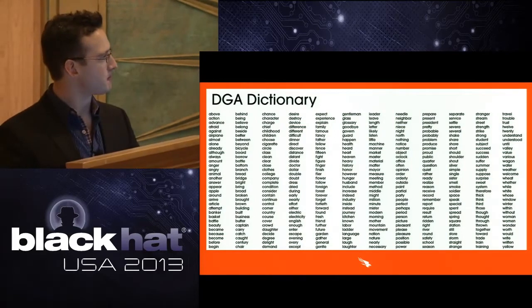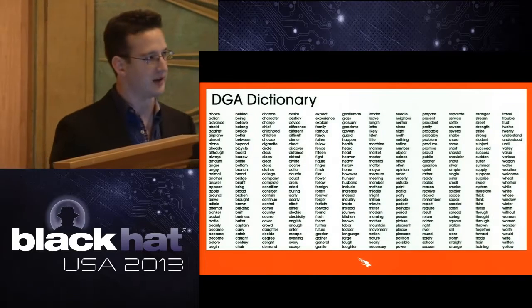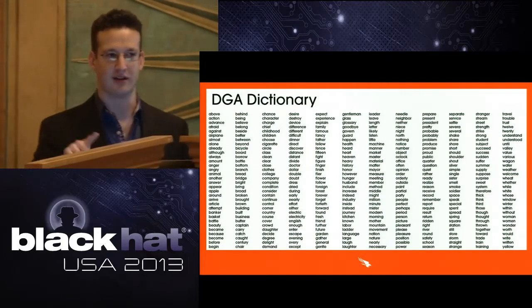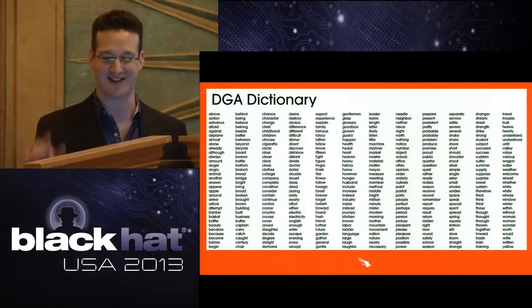Now, as I just said, it combines 2 of these words together to make a domain name. And 384 squared, anyone? No? No, okay. No one got it.